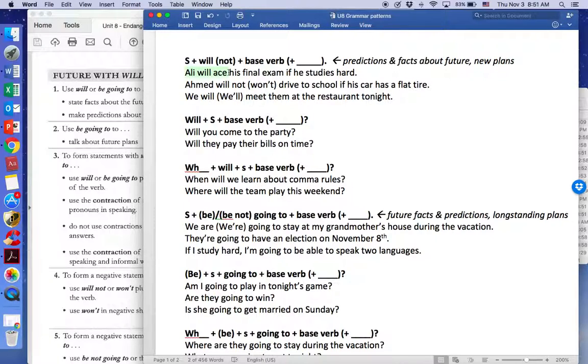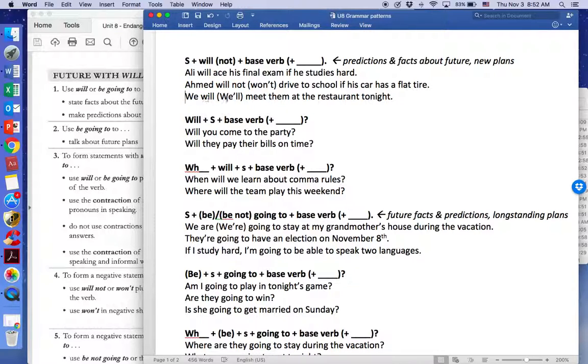So for example, Ali will ace his final exam if he studies hard. Ali's our subject, here's our future, will ace, and then his final exam, our object, and then another optional clause there. Next example, Ahmed will not, or in speech won't, drive to school if his car has a flat tire. So Ahmed is our subject, will not, we're talking about the future. Right, so we're making a prediction.